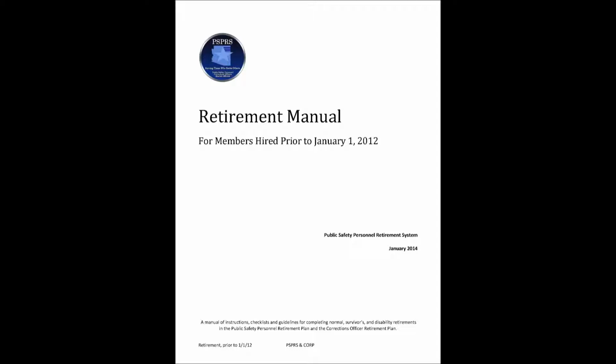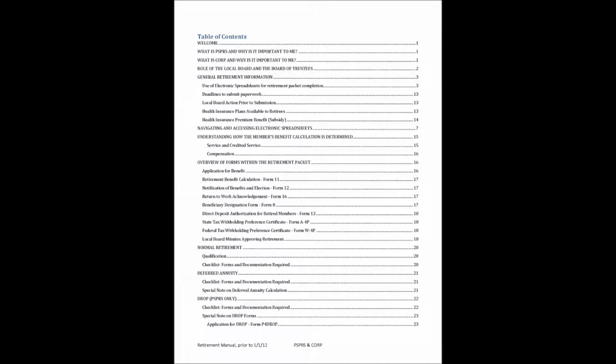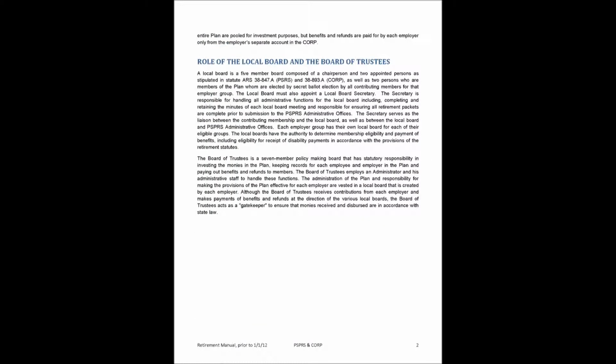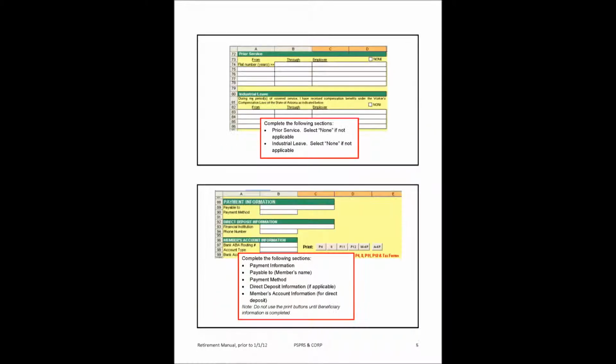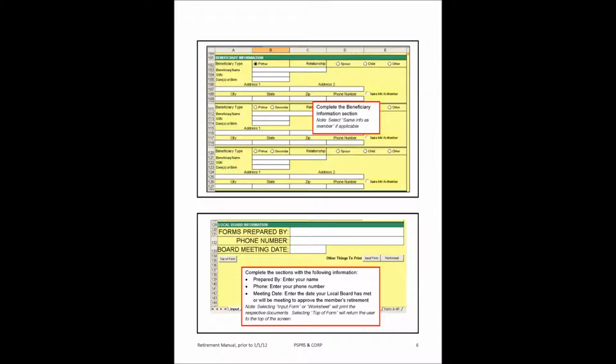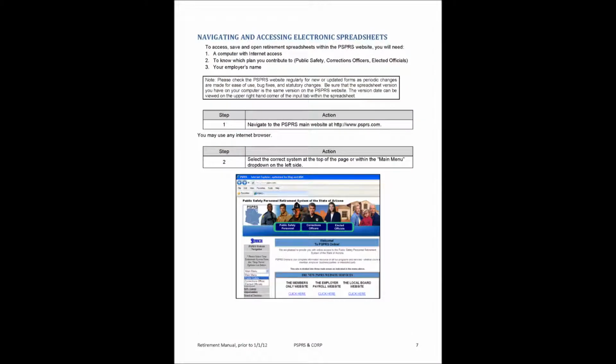As we've mentioned, there's 2 retirement instruction manuals, and most of the ones that you'll be looking at are for somebody who was hired before 1/1 of a certain date, 2012. This instruction manual, we're just going to scroll through so you can see the process of how this is set up. Some of you might say, I've never seen this before. But if I was a local board secretary, this is the first place I would go to make sure I'd be able to do my duties as a local board secretary.